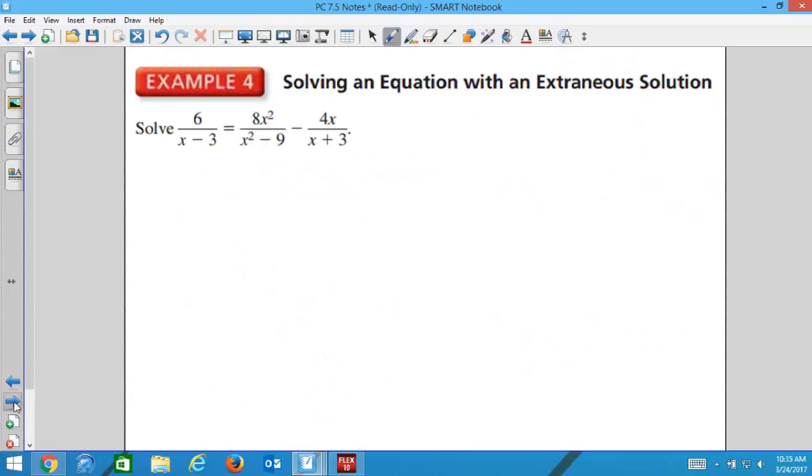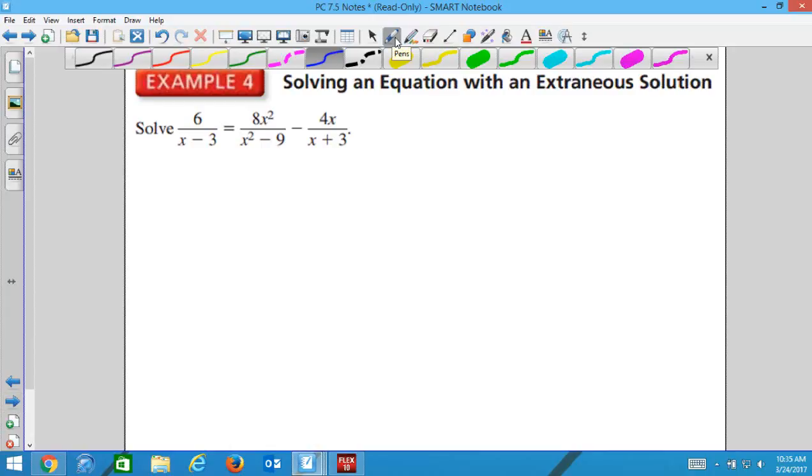All right, this one says solving an equation with an extraneous solution. That's a big word. That means extra. It's going to give us an extra solution that really isn't an answer, so we have to check our answers. In your homework, it's not going to tell you these have extraneous solutions, but these don't. You've got to check them.